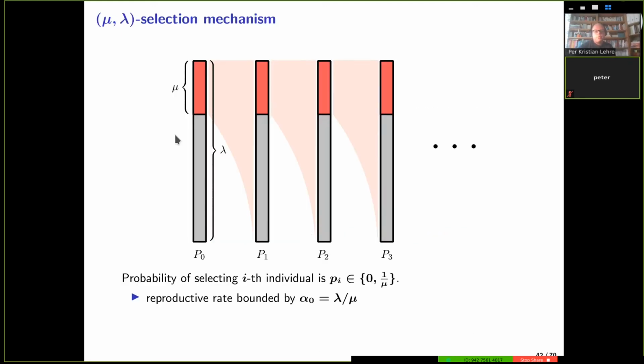So let's take an example. Here again we have mu comma lambda selection. In mu comma lambda selection, we only select among the mu fittest individuals, but we select uniformly at random among such individuals. So the probability of selecting any individual is either 0 if it's worse than the mu ranked individual, or it's 1 over mu if it's one of the mu fittest individuals. So this means that the reproductive rate for mu comma lambda selection is bounded by lambda over mu. This is the expected number of times any individual is selected among the mu best individuals.